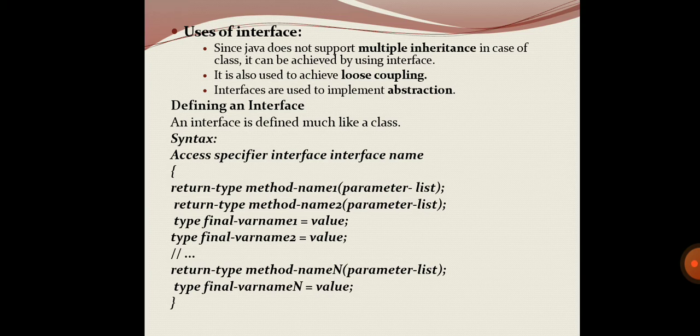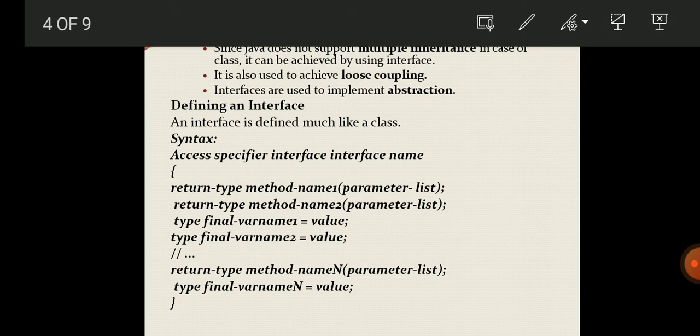Next one, defining the interface. Here, this is the access specifier, then interface is the keyword, and this is the interface name. And this is the return type and final keyword, etc. So this is the main thing, that interface is the keyword used to declare the type.